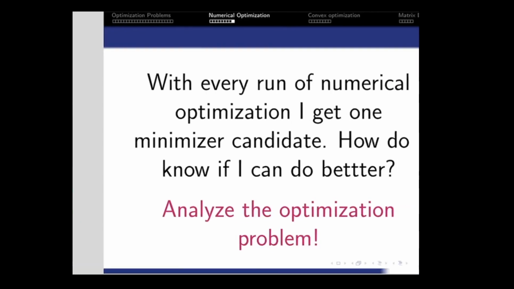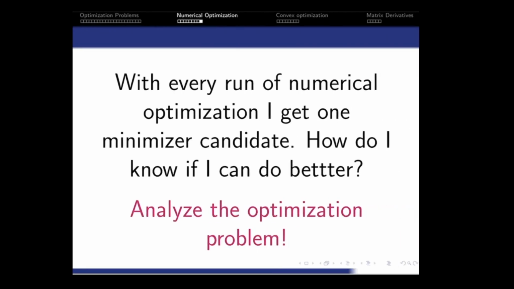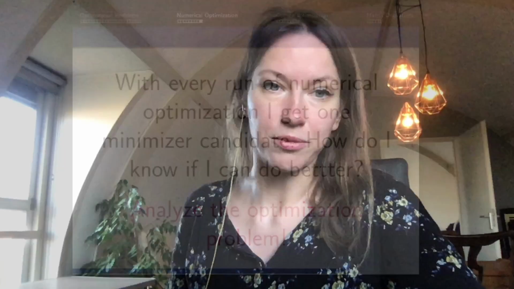Now the thing is that with every run of numerical optimization, I get one minimizer candidate. But how do I know if I can do better? With FONC and SONC we got a set of all possible minimizers, but here I get just one. So how do I know if this is a good one? The answer to this is to analyze the optimization problem. And in the next part of our lecture, we will discuss one class of optimization problems for which we can actually say that if we found a solution, it cannot get any better. See you then.